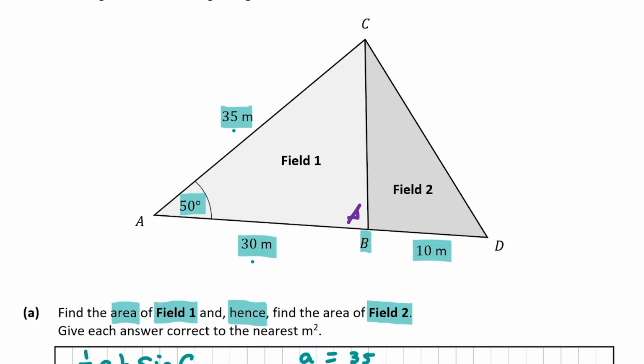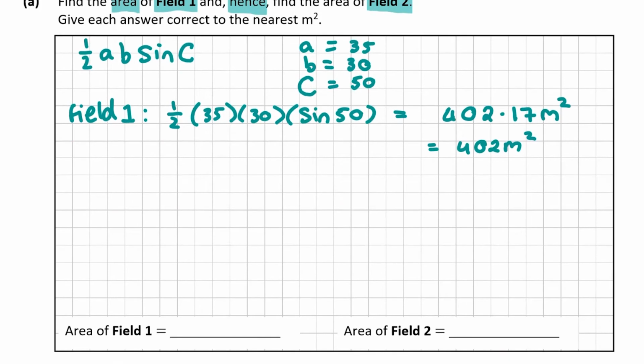So let's draw a diagram representing what we want to look for, okay? So here is both fields. We know that this length up the side here is 35. We'll remember that this here divides field 1 and field 2. This was 30 and this was 10. So this altogether is 40 meters, and this is still 50 degrees here.